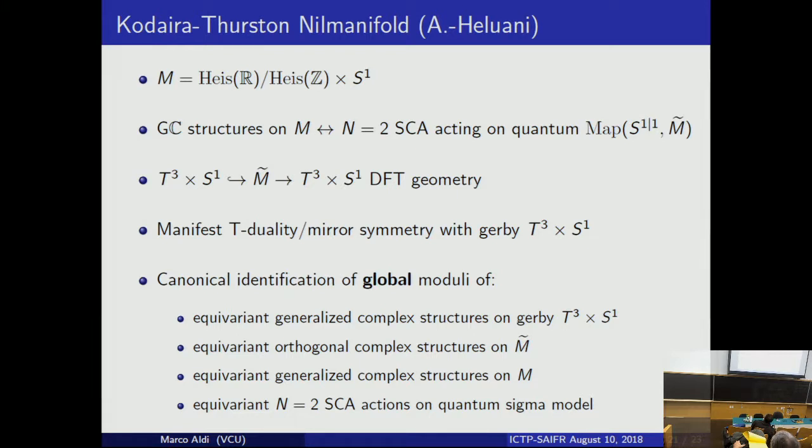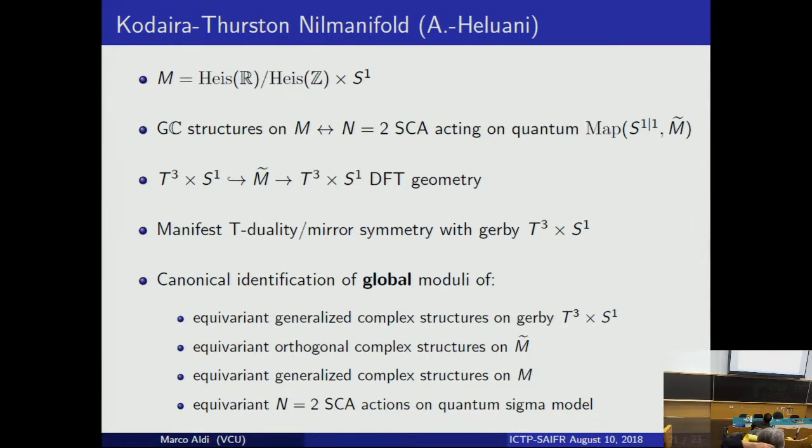And then you have manifest T-duality or mirror symmetry if you choose the direction to T-dualize correctly, with a 4-dimensional torus twisted by a 3-form flux. And at the end of the day, you have a canonical identification of global moduli of equivariant generalized complex structures on the gerby 4-dimensional torus. This is actually the case that is easiest to work out because it's more symmetric. And equivariant orthogonal complex structures on the double geometry, this 8-dimensional Nil manifold.